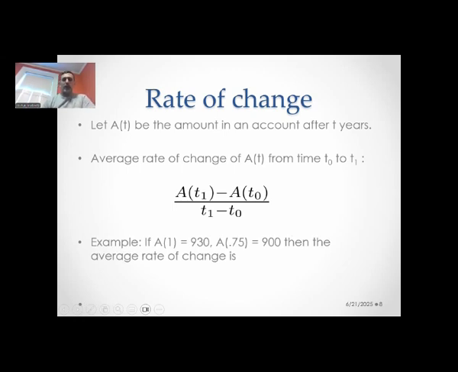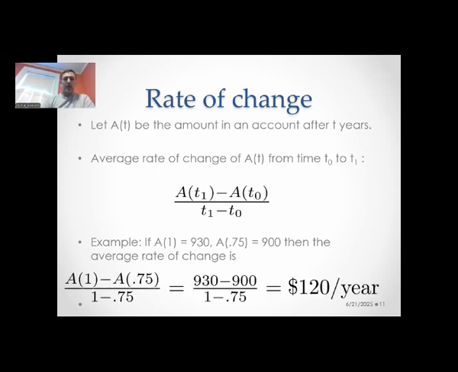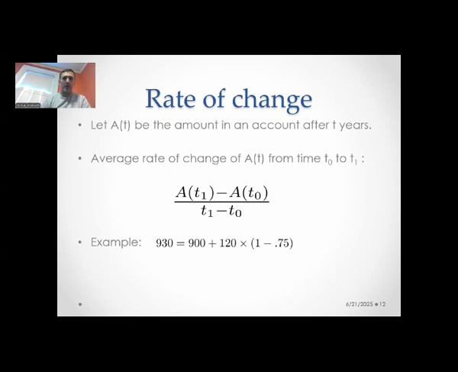So, for example, let's say after 1 year, you have an account with $930, whereas after 9 months, the account had $900. Okay, so clearly, you've grown by $30 in this 3 month time period. So we'll check that according to the formula that I mentioned a second ago. You just plug this into a calculator. Your average rate of change is $120 per year. And the formula I had here checks out.